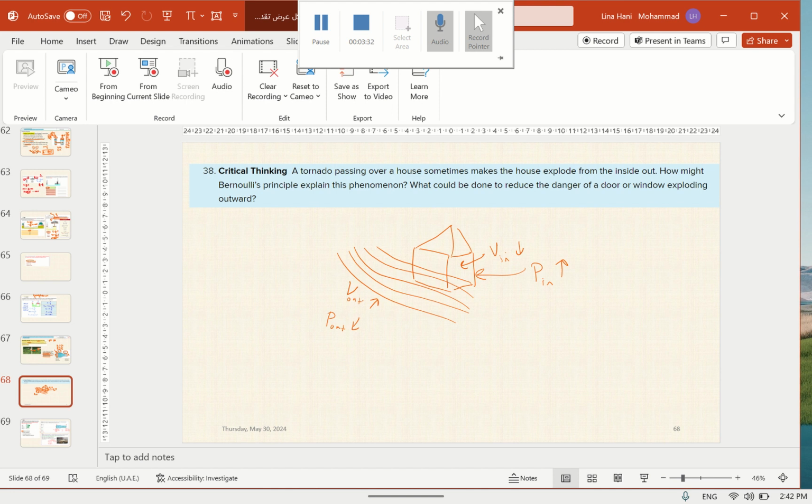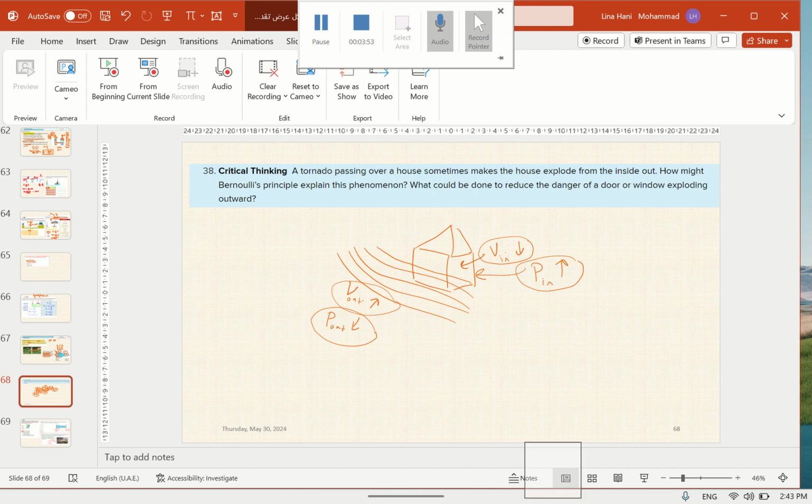So the velocity of the air outside the house is very high. That means its pressure is very low. But inside the house, the air is barely moving. Its speed is very low, and hence its pressure is very high.